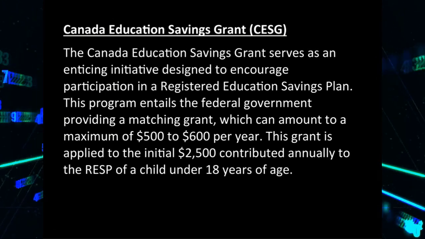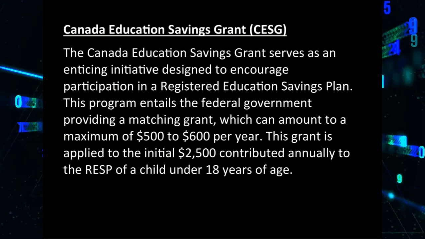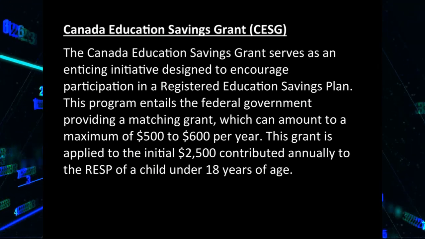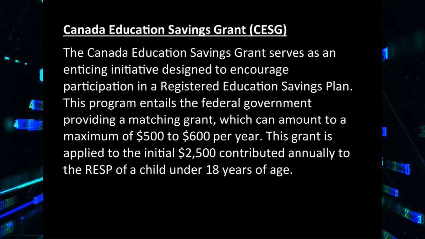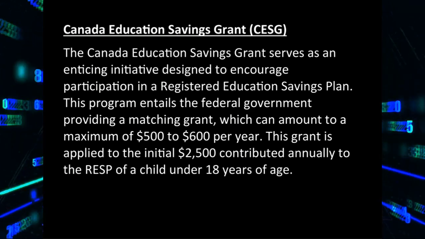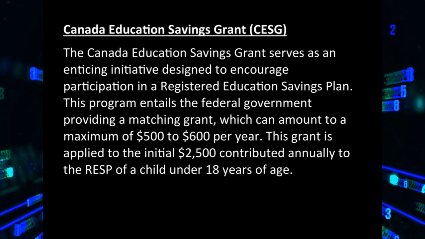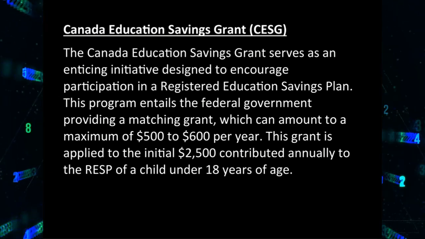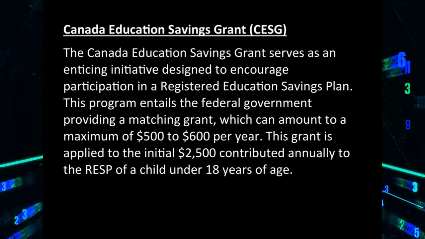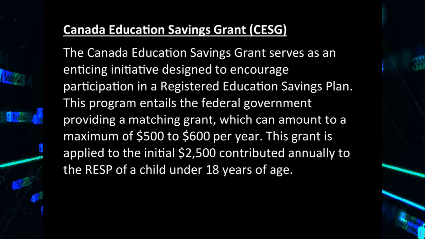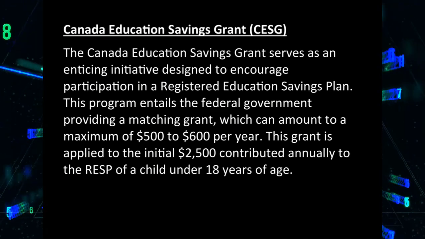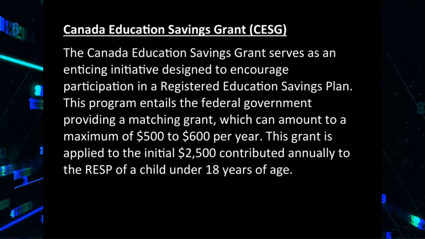Canada Education Savings Grant, CESG. The Canada Education Savings Grant serves as an enticing initiative designed to encourage participation in a registered education savings plan. This program entails the federal government providing a matching grant, which can amount to a maximum of $500 to $600 per year. This grant is applied to the initial $2,500 contributed annually to the RESP of a child under 18 years of age.